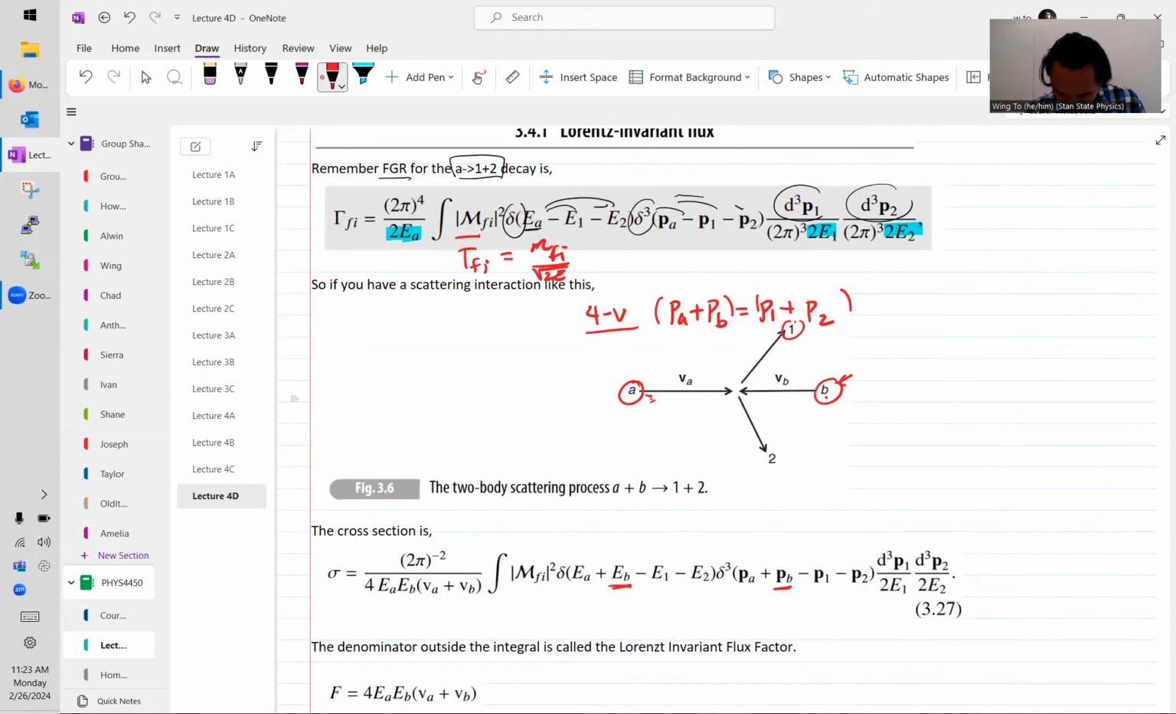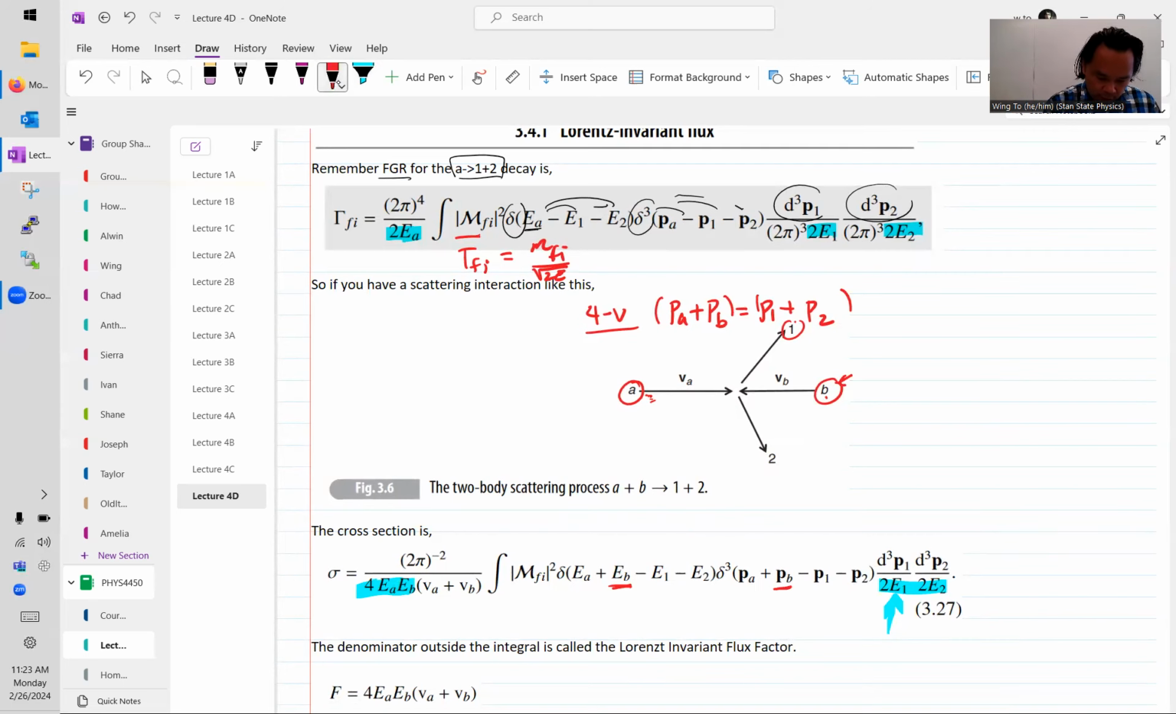Fortunately, the stuff on the bottom here doesn't change, because this is only the outgoing particles. This part does change because now we have 2 incoming particles. That gives you a factor of 2 times the energy of A times 2 times the energy of B, which gives you 4 E_A E_B. So that's what this whole factor in front does.